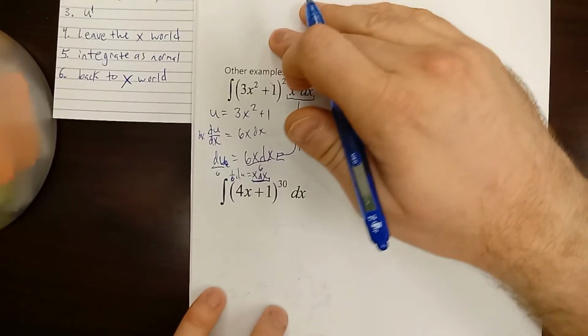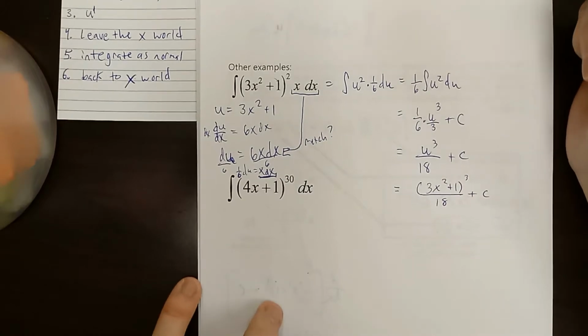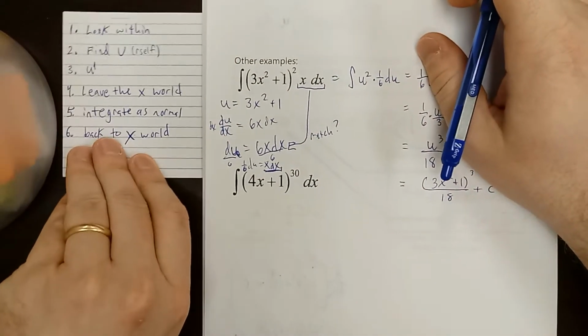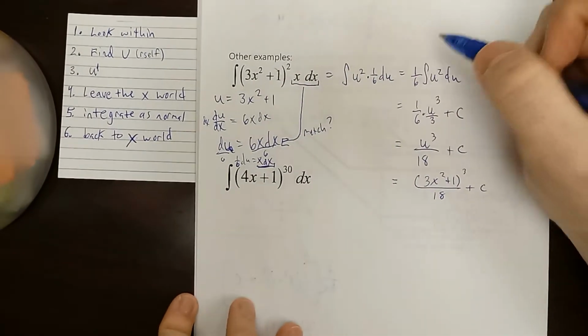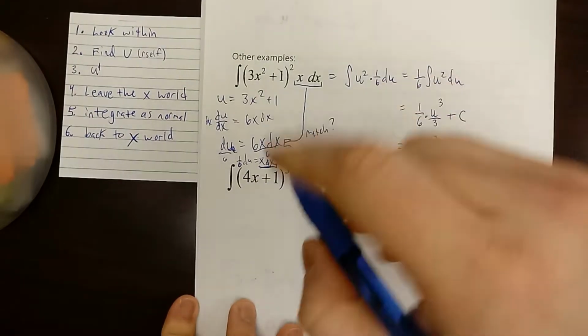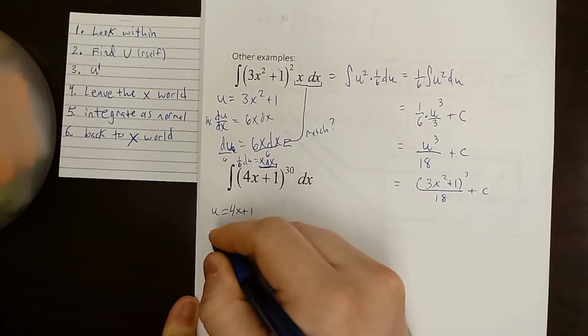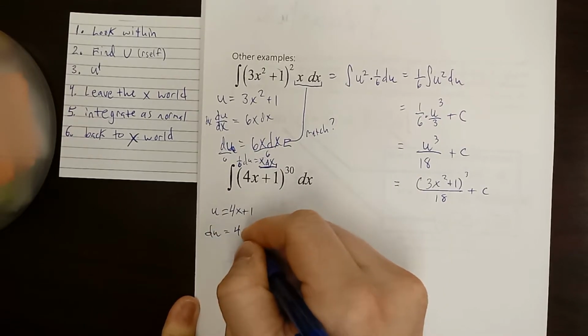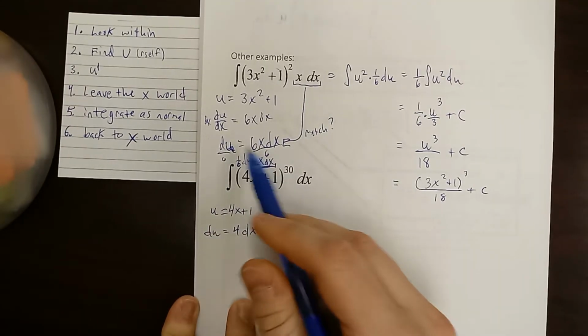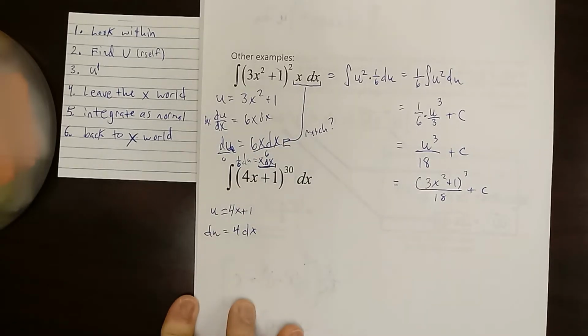So let me look at this one. All right, well, look within. Now this one's really easy to figure out what u is because there's just the parentheses and that's all there is. So I'm going to say 4x + 1 is equal to u. So then du is equal to 4 dx. See, that's the normal way that I'm going to do it. I'm going to skip that middle step.